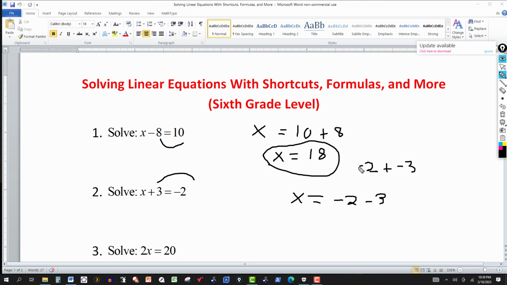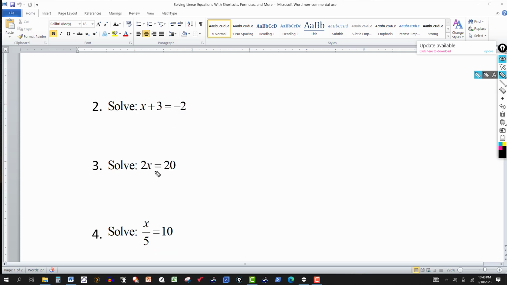The signs are the same, a negative and a negative, so just add the numbers. 2 and 3 is 5, and bring down the sign. The signs are the same, so you add them. When the signs are different, then you subtract and take the sign of the larger absolute value. So this is just negative 5. x equals negative 5.